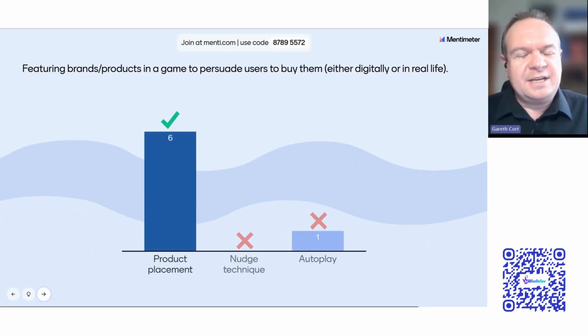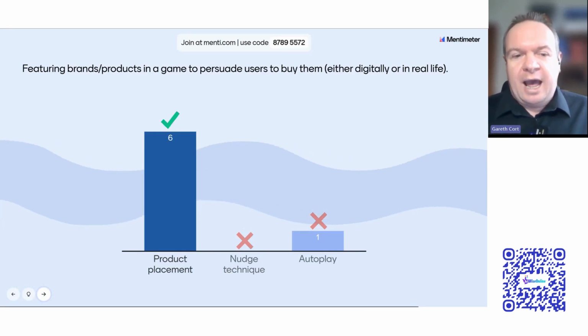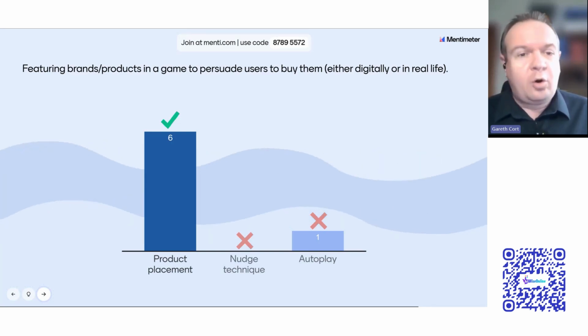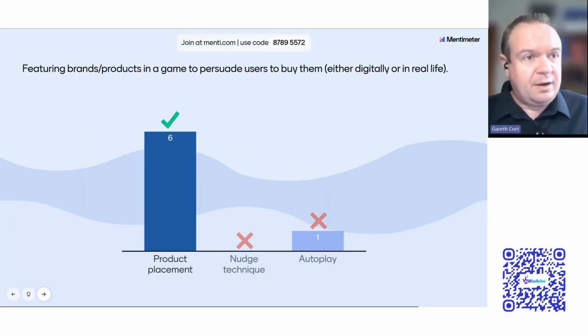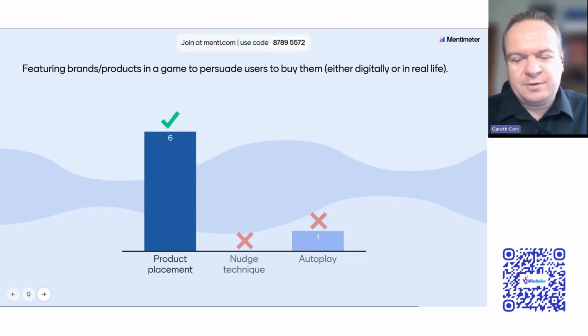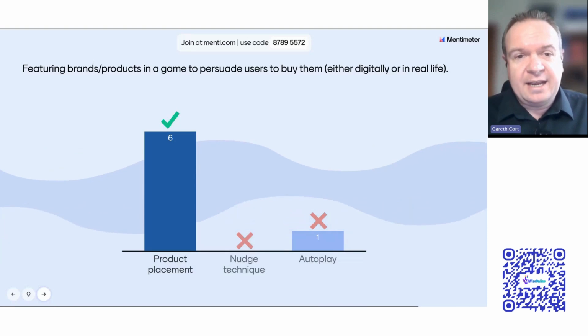Well done. It is indeed product placement. So it is advertising products through a game, either things that you buy in the game or real life products that you can buy in the offline world, but trying to influence spending habits of the users, particularly children. And here is a really explicit and clear example of that.